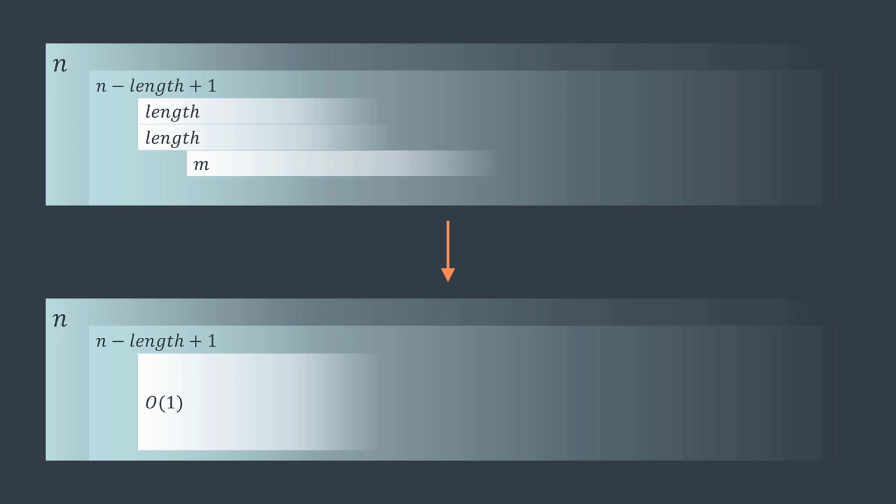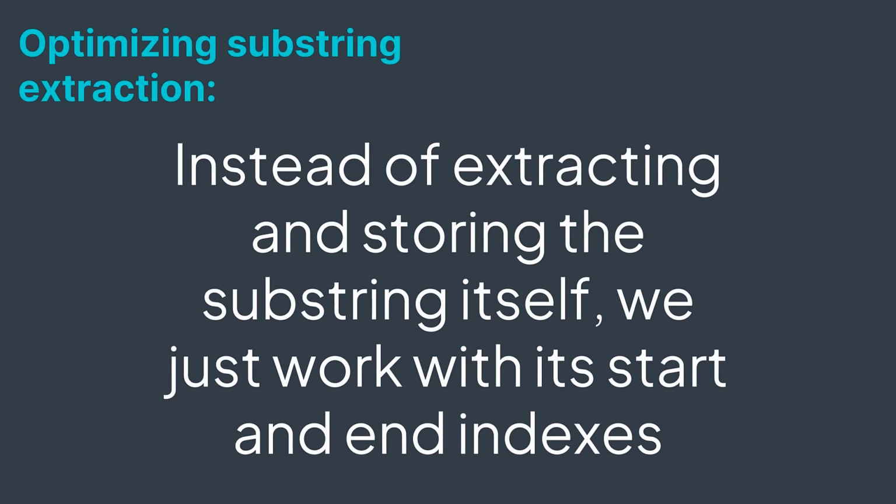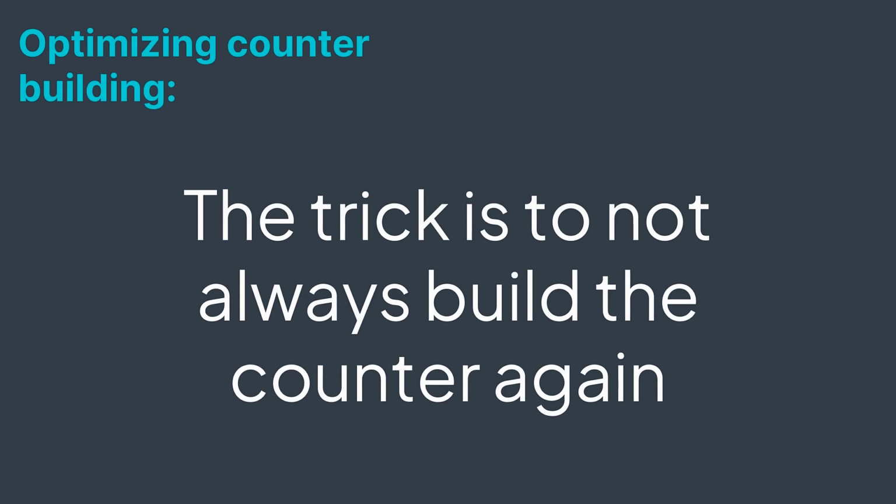In reality, we won't need to extract the substring in our second solution. We will just work with the start and end indexes of the substring, which are i and i plus length. We already know them. Second thing, how can we generate the counter of the actual substring in O of 1? The trick is to not always build the counter again. We will use the one of the previous substring. Let me show you how.